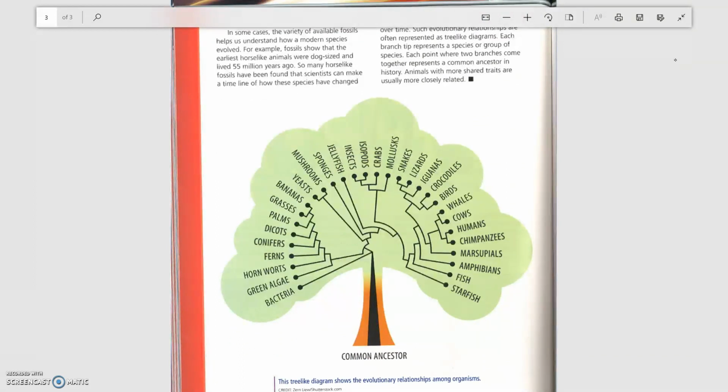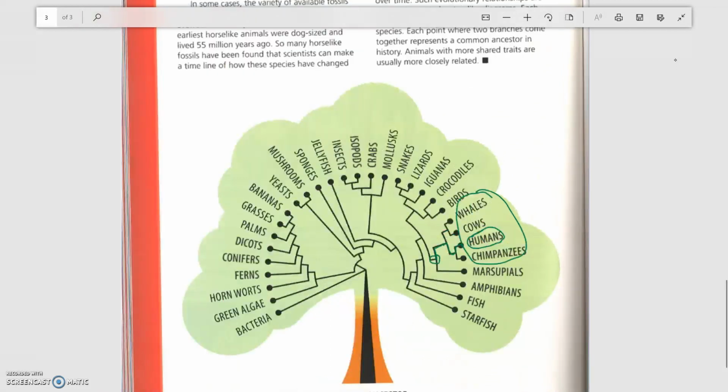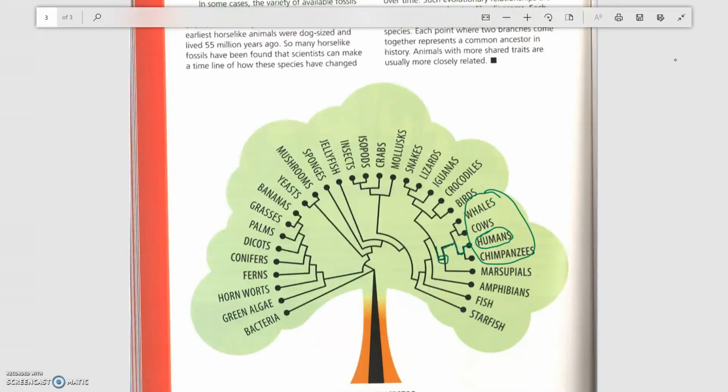So if we look at this diagram, I'm going to circle humans. And you'll notice they're very close to chimpanzees. But if we follow this common ancestor, so we're going to start here and follow the common ancestor, we'll see that humans share one common ancestor here with marsupials, which are like kangaroos, with chimpanzees, cows, and whales. And these are all mammals. And then it breaks off, we're a little closer, we have that common ancestor with marsupials. If you keep going, you'll find there's another common ancestor here, and that's where it breaks off and goes into snakes, lizards.